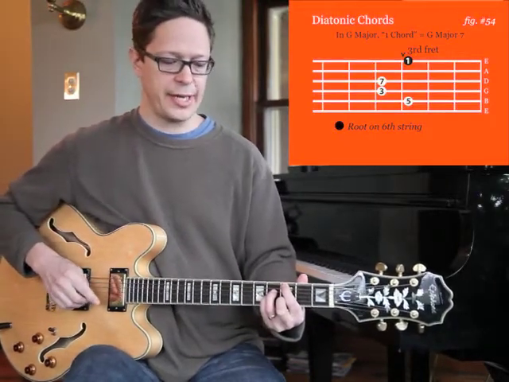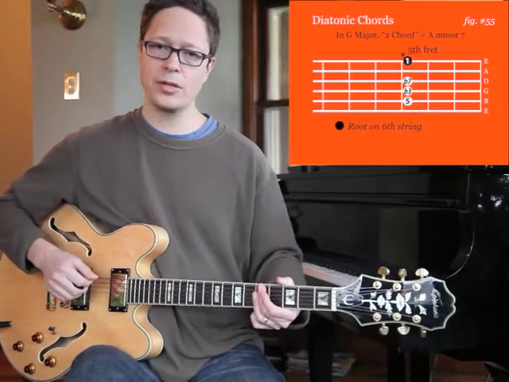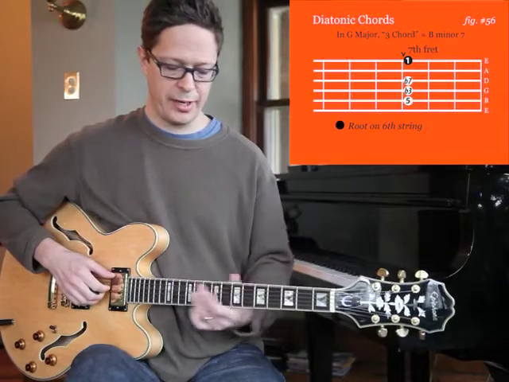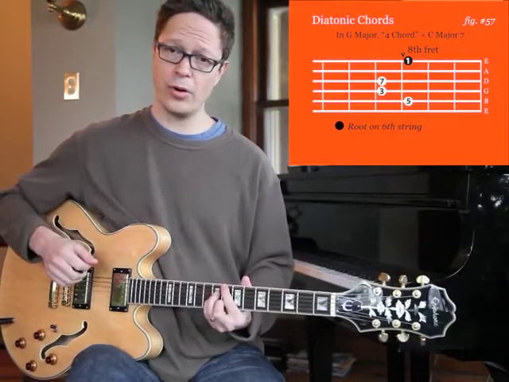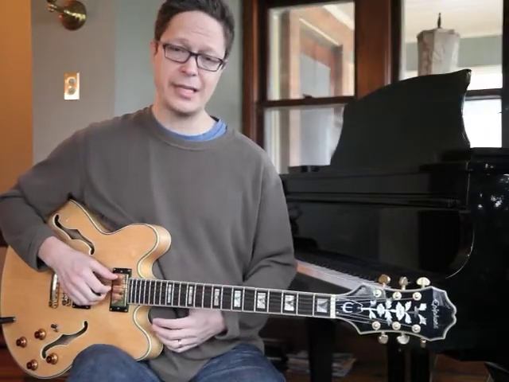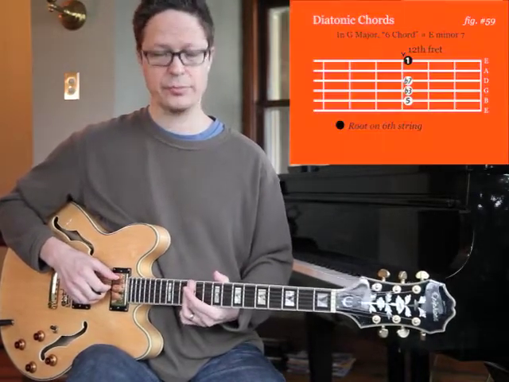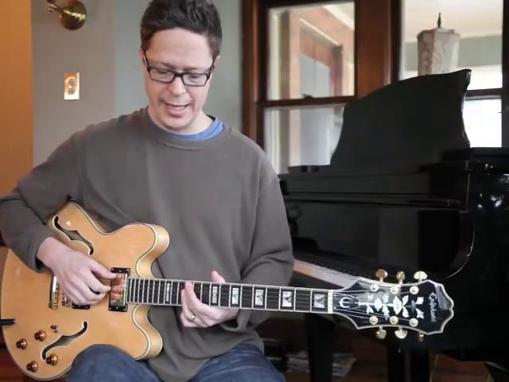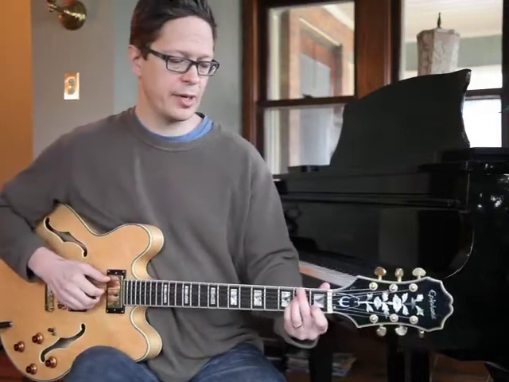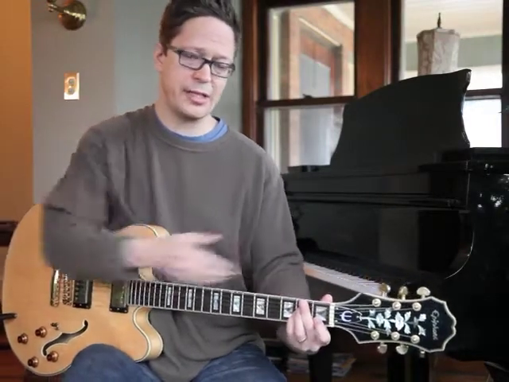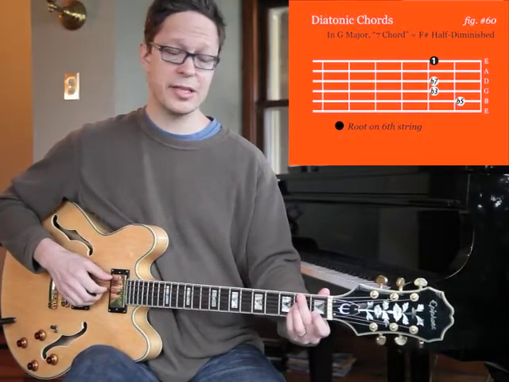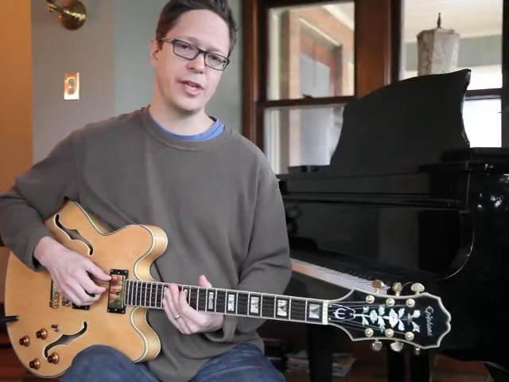The 1 chord in G is G major. 2 chord is A minor. 3 chord is B minor. 4 chord is C major. 5 chord is D dominant 7. 6 chord is E minor 7, and I'm going to shift it down here. I could play F sharp up here, but it's easier and more commonly done down here. F sharp half diminished, the 7th chord in the key of G.